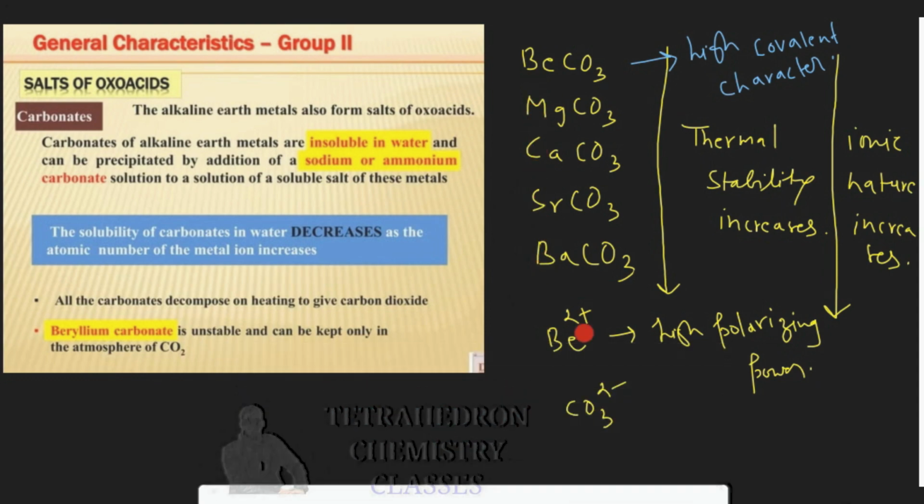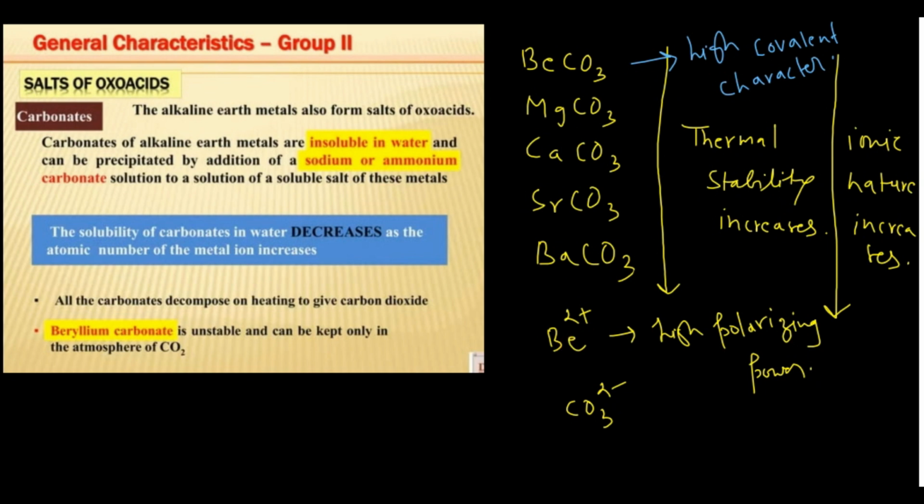So due to this increased size, polarization power decreases. So your magnesium, calcium, beryllium, as we go down the group, say for example if I take barium, this barium is having very low polarization power. That means it cannot polarize the electron cloud of the carbonate ion much. So it will have very less covalent character. That means it will have high ionic character.